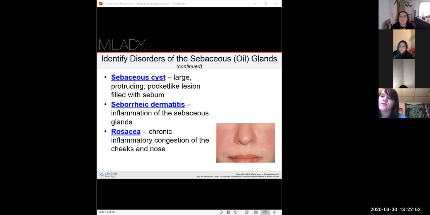If you have a sebaceous cyst, we just talked about what a cyst is. It's a large protruding pocket-like lesion filled with sebum. Sebaceous glands leach sebum, therefore they're filled with sebum. Sebaceous cysts are commonly found on your scalp, and sometimes on your back, and they need to be removed surgically. That sebaceous cyst, Dr. Pimple Popper for sure, right? Again, should never be popped on your own if you have one.